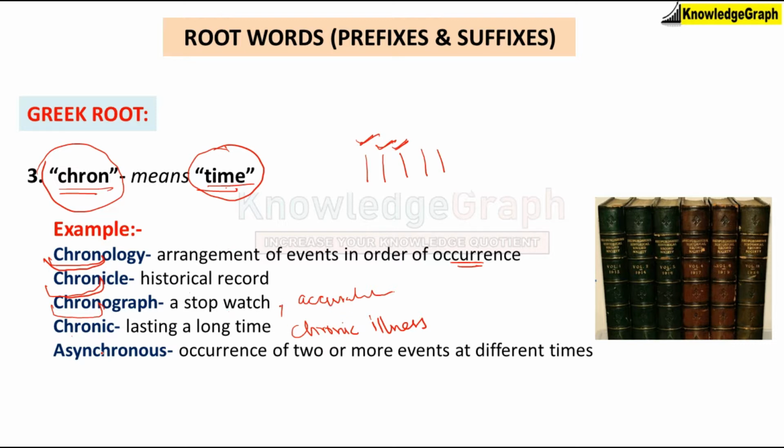Then you have asynchronous. Again, over here you have the root word chron. Note what this particular letter A is: a negative letter. Whenever you have A in front of a particular word which has its own meaning, like for example, synchronous. If this A was not in this particular word, synchronous, it's a positive word, but the presence of A makes it a negative word. So synchronous means events that occur at the same time. Asynchronous is a negative word, so it is the occurrence of two or more events at different times.